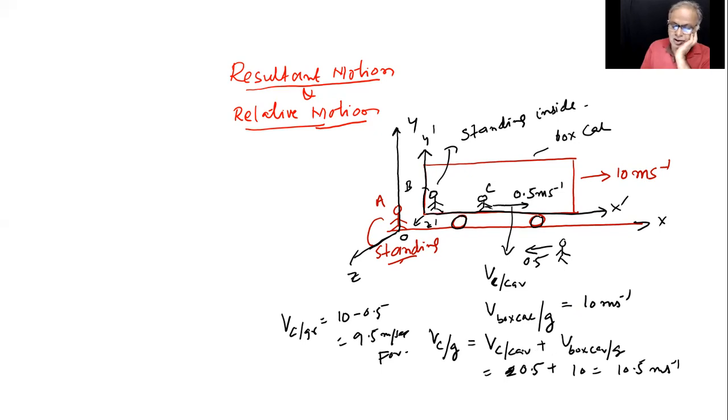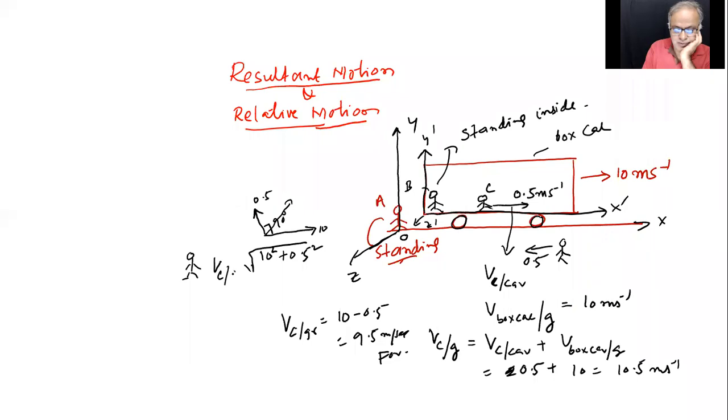It can be some difference. Or say, for example, he is going along the width of the car with 0.5 and the car is going like that with 10. This angle is 90 degrees, you think. So for a person on the ground, he will be moving like that with square root of 10 square plus 0.5 square. Hope you followed. Velocity of C with respect to ground.